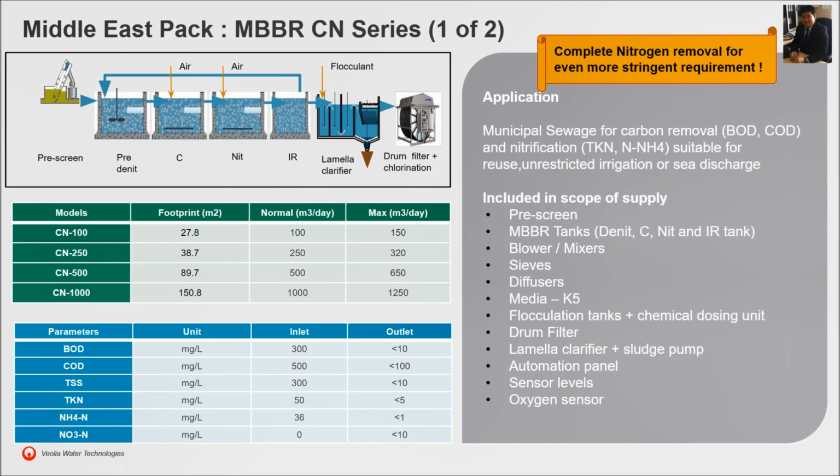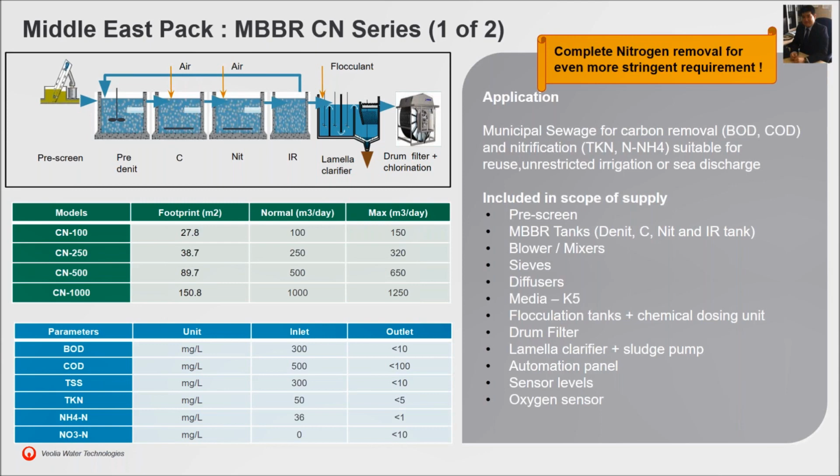I will not repeat the flow again, because it is the same as you can see, and we follow the same philosophy as the C range, with the range from 100 to 1000. If you see the parameters, it is the same, but we have one additional guarantee, which is the nitrate nitrogen, less than 10. That is why this unit is suitable for even more stringent requirements, such as unrestricted irrigation or sea discharge in some countries, like in Saudi Arabia.